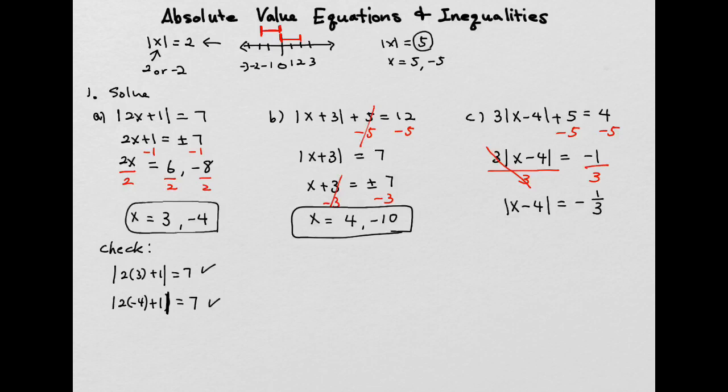From this point, I don't have to go any further. Why is that? Because absolute value can never equal a negative number. You see this negative right here. Absolute value is distance, and distance cannot be negative. So in this case, no matter what value you input here, it will never equal a negative value. So in this one, you have no solutions. No value makes absolute value negative.